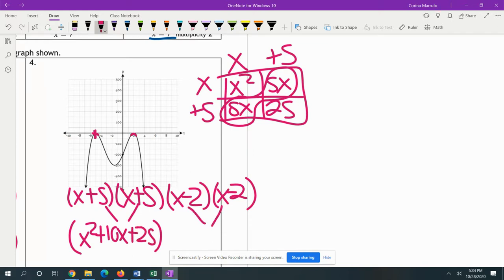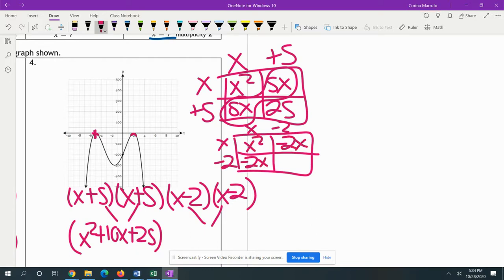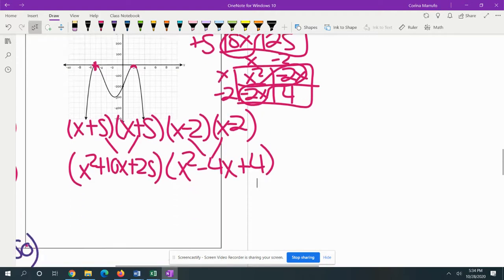Then I have these two. I'm going to go ahead and multiply it in another box off here to the side. X minus 2, x minus 2. So x times x is x squared, negative 2x, negative 2x, and a positive 4. Okay, so I'm going to go ahead and write this down. X squared, both of the negative 2x's gives me negative 4x when I combine them together. Remember, you add them together, you don't multiply. We already multiplied in the first step.